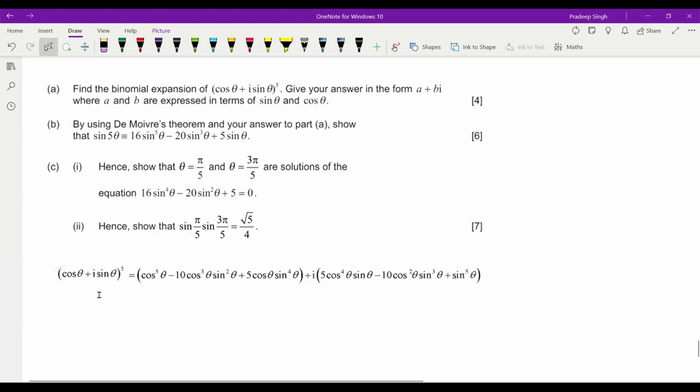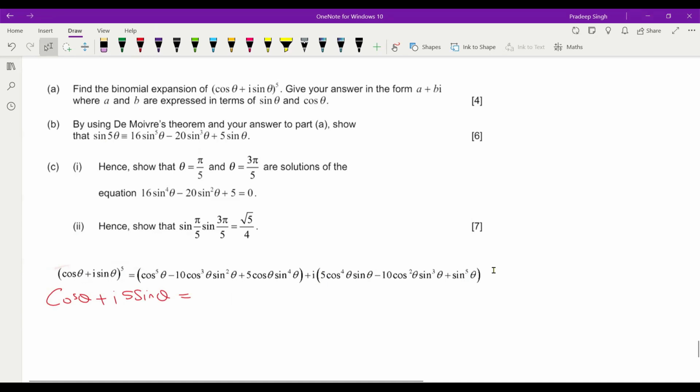We had expanded (cos theta + i sin theta)^5 in a + ib form. Now, according to De Moivre's theorem, the left-hand side of this expression can be written as cos 5 theta plus i sin 5 theta. So let's write cos 5 theta, which is the real part, plus i times sin 5 theta. This will be equal to the entire expression on the right-hand side.